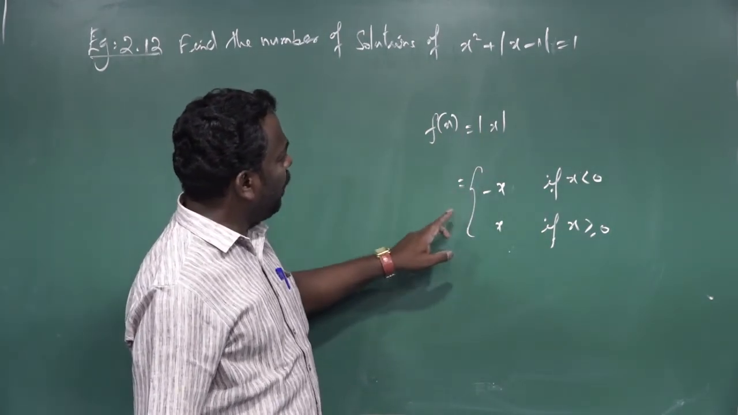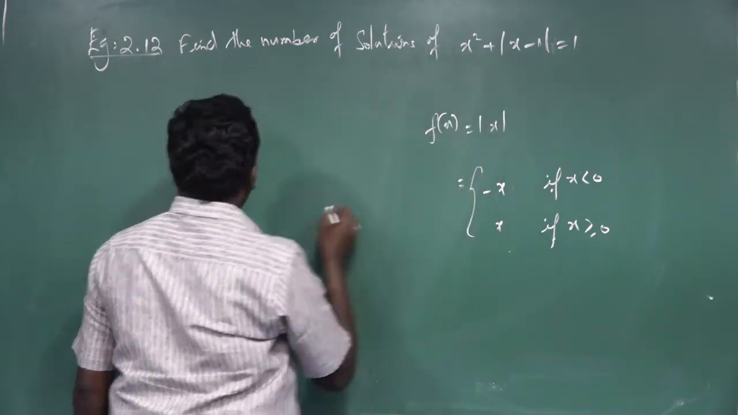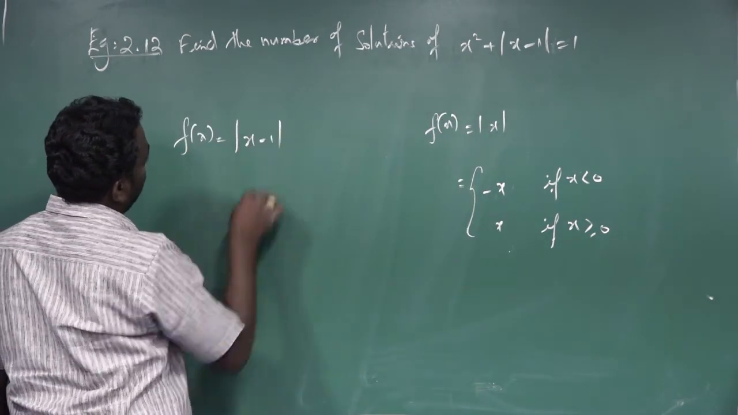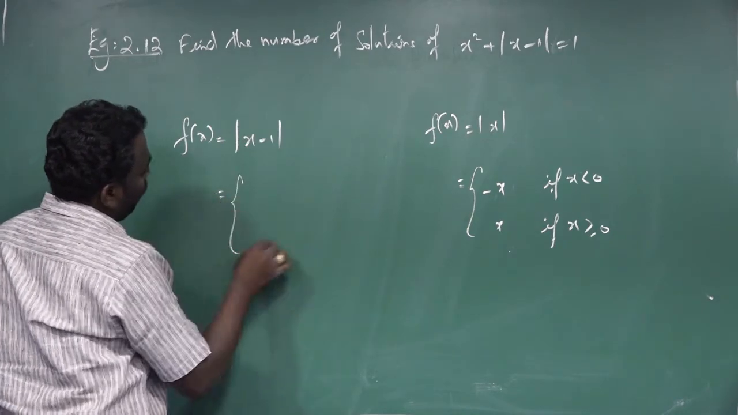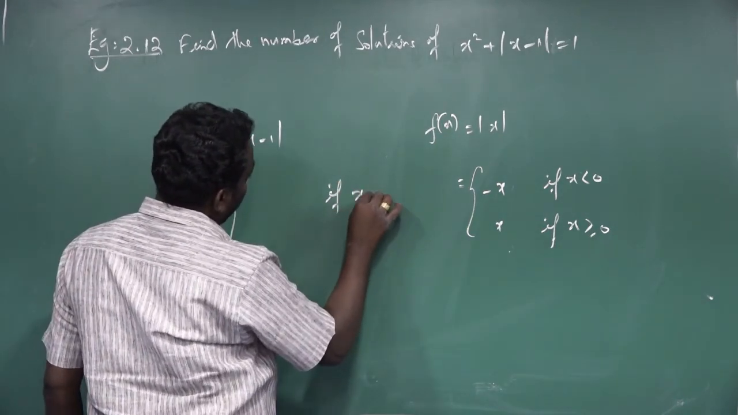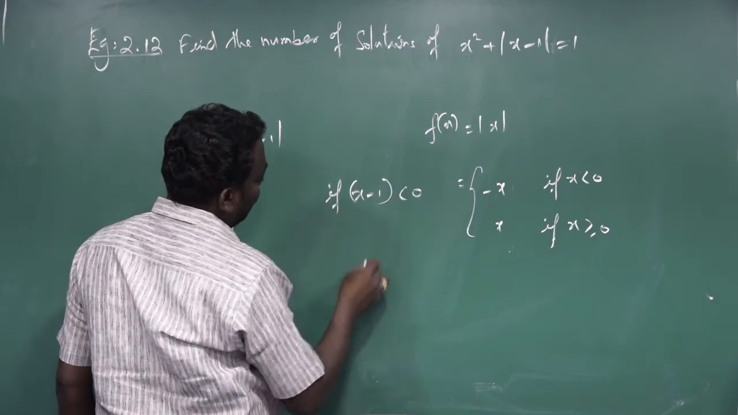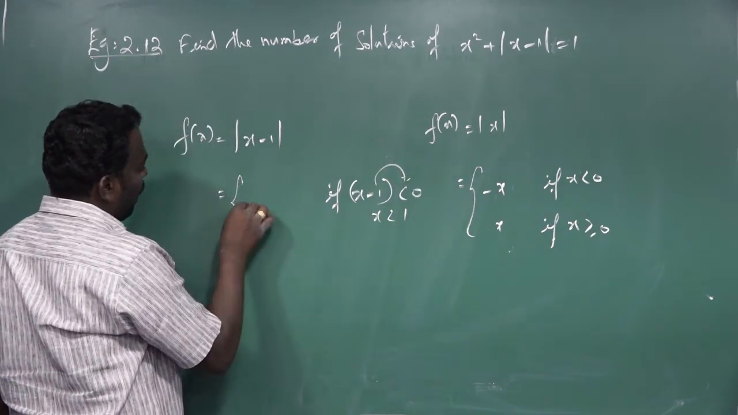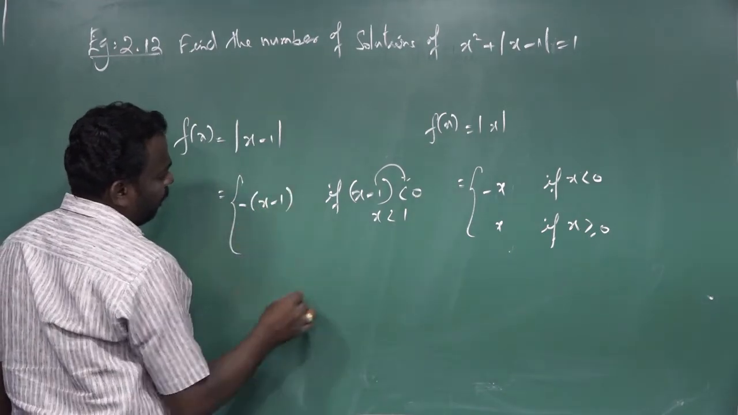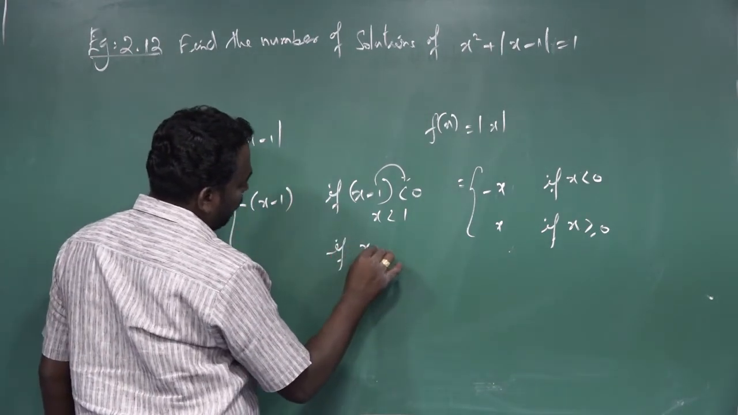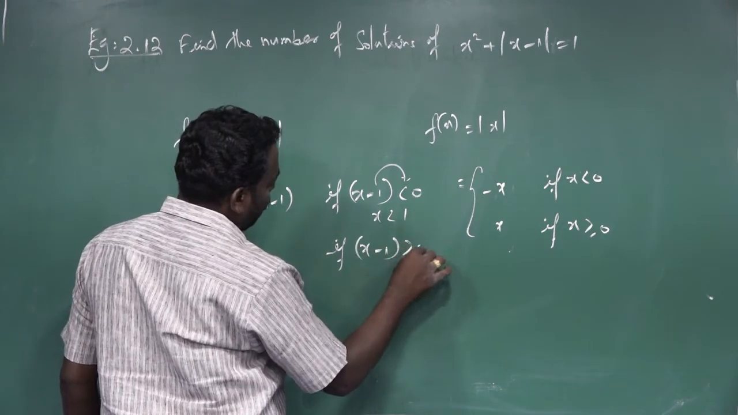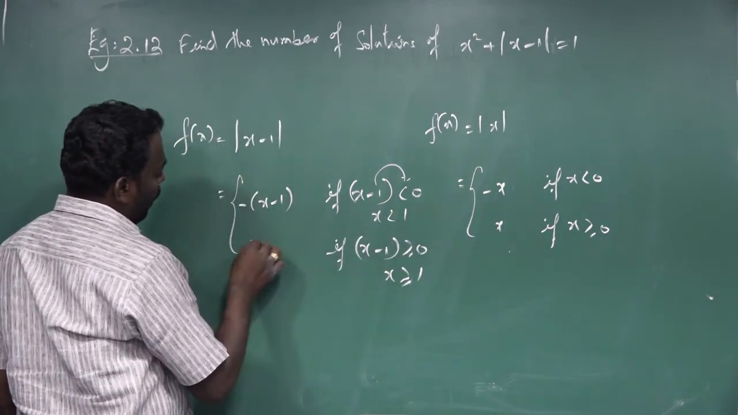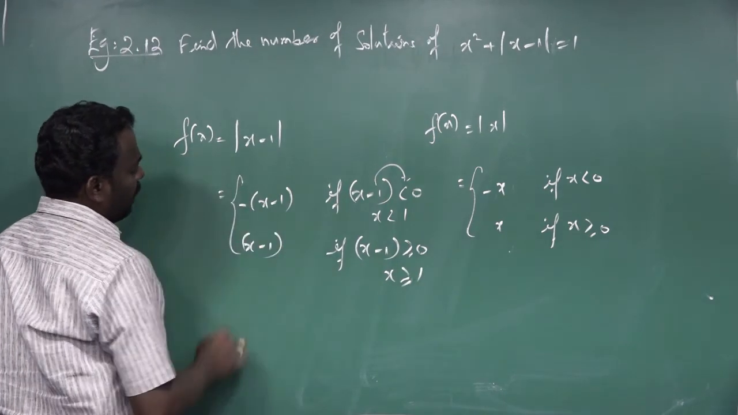Using this argument, now what we have to find is f of x equal to modulus of x minus 1. It is equal to: if x minus 1 is less than 0, that is x is less than 1, transferring the 1 to that side, then we get minus of (x minus 1). If x minus 1 is greater than or equal to 0, that is x is greater than or equal to 1, then x minus 1 is the function value.